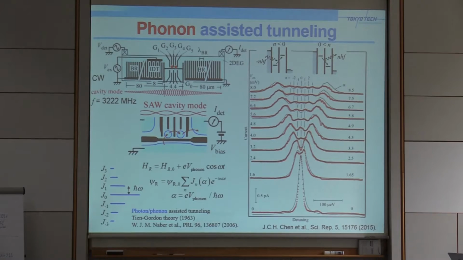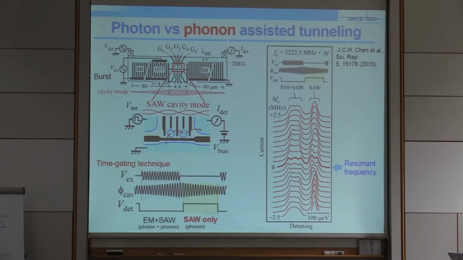However, we know that there is crosstalk from the IDT to the quantum dot. So this is not purely from the phonon, but a combination of the phonon and some electrostatic crosstalk, some photon contribution. In order to separate the photon and phonon, we performed a time gating technique. Instead of the continuous wave in the previous experiment, we applied a burst RF wave to the IDT. Of course, the crosstalk is instantaneous and appears only for this period, but the surface acoustic wave is accumulated in the cavity and has a longer decay time. Therefore, there is a surface acoustic wave contribution only for this period.